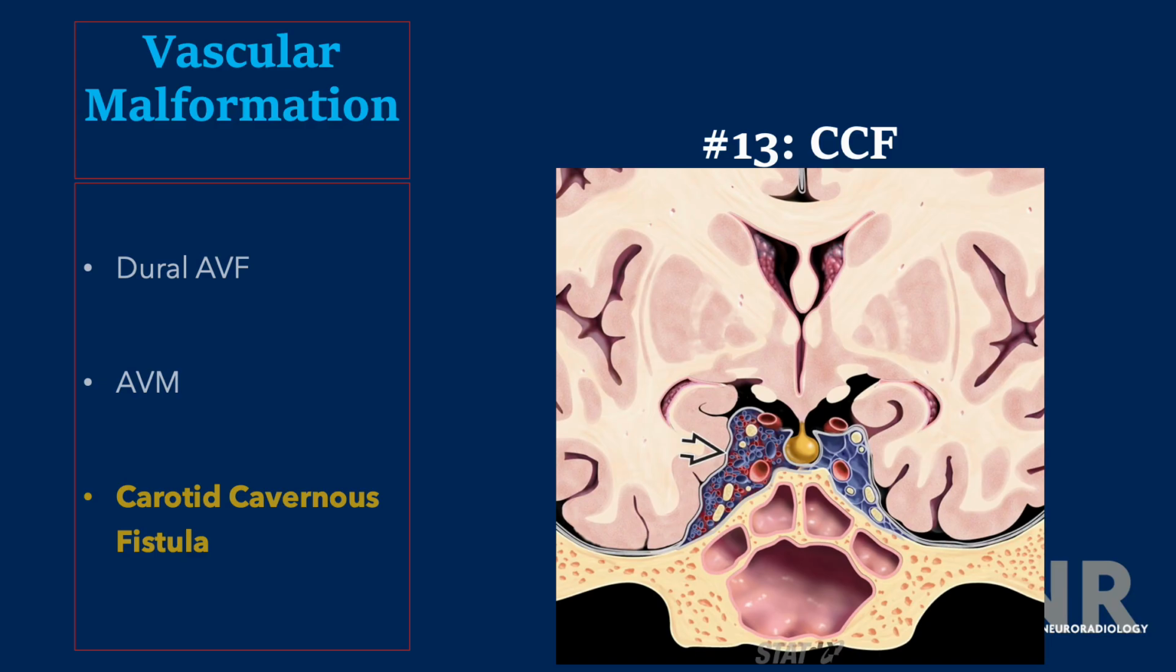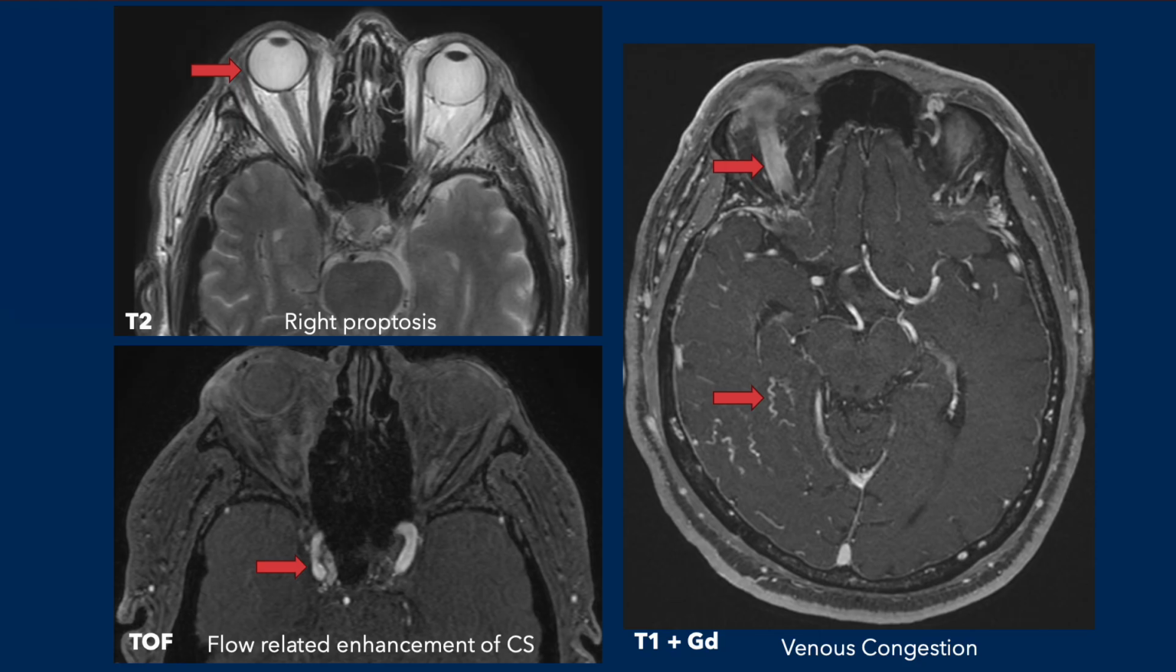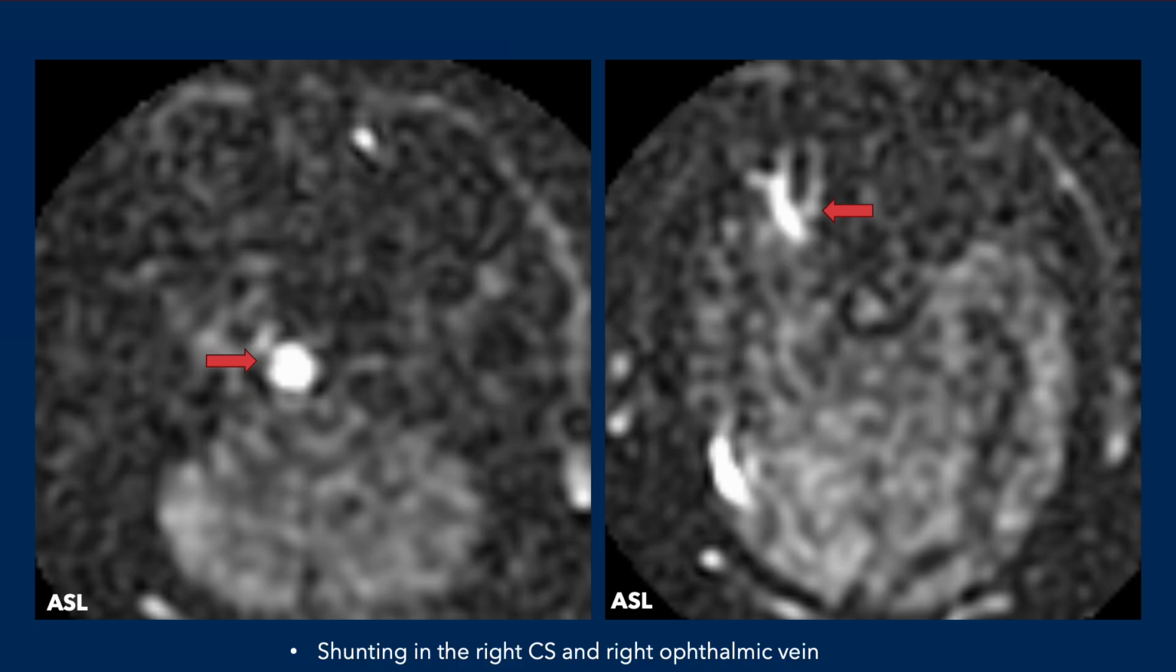This patient had a right traumatic carotid cavernous fistula. On imaging, there was right proptosis, abnormal flow-related enhancement of the cavernous sinus, dilatation of the ophthalmic vein, and then serpiginous vessels compatible with venous congestion of the right cerebral hemisphere. ASL imaging demonstrated shunting in the right cavernous sinus and ophthalmic vein.